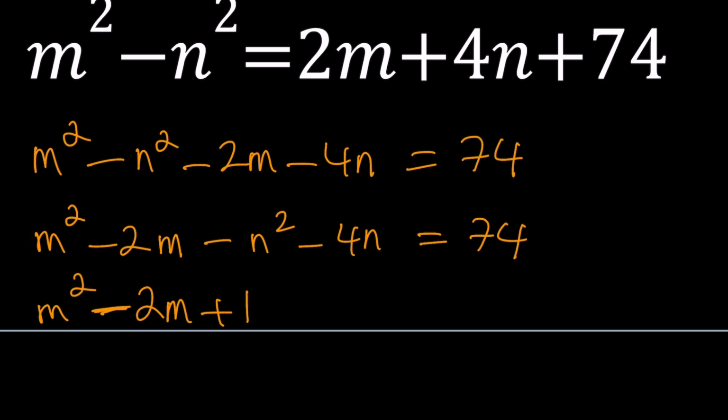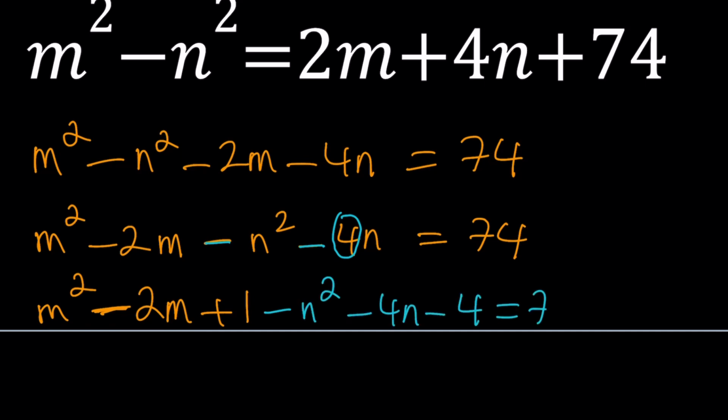And then for n squared and 4n, I do need a 4 because remember the rule is you take the coefficient of n and then cut it in half and square. So half of 4 is 2, 2 squared is 4. So you do need a 4, but you have to be careful. This is a minus sign, this is a minus sign, so you need another number with the minus sign. So it's going to look like this. I need to subtract 4.